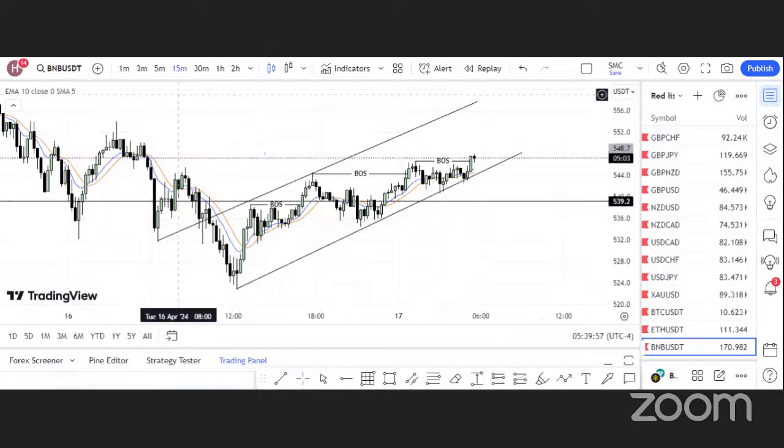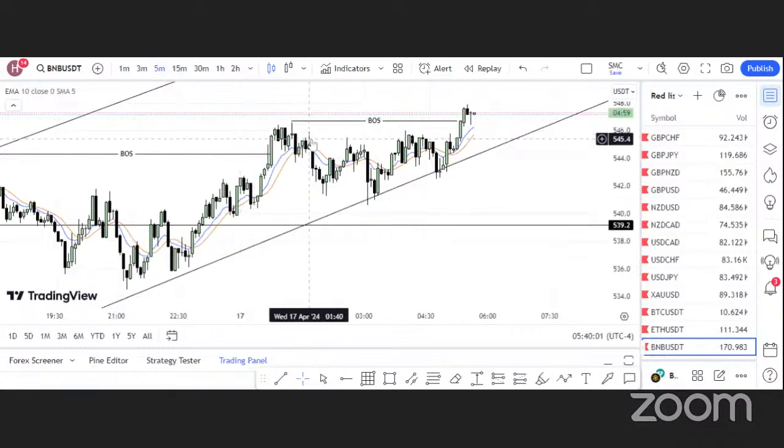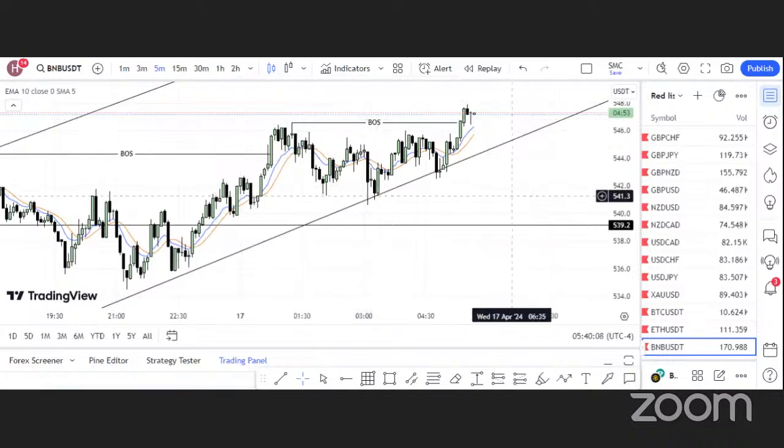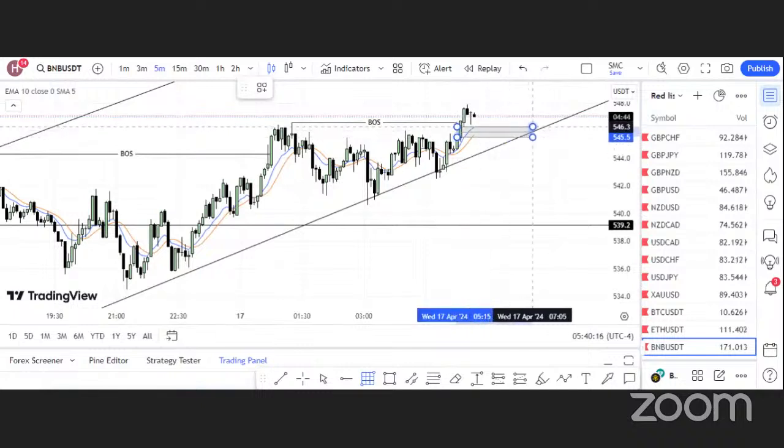All right, so now let's go down to the 5 minutes time frame because the structure looks good, and this can be a good opportunity to enter for a sell trade, for a buy trade rather.